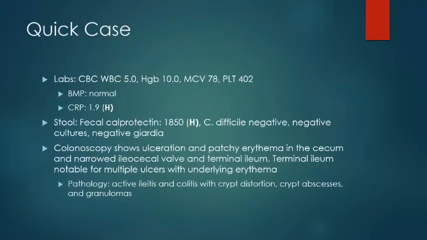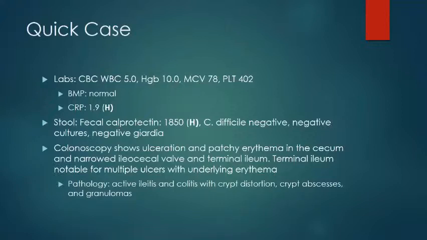Labs are notable for a mild anemia of 10, microcytic at 78, somewhat high platelets at 402, and CRP a little bit elevated at 1.9. She undergoes infectious workup of the stool with C. diff and cultures negative, as well as Giardia. And then fecal calprotectin, which is a gut-specific marker of inflammation, is high. I think 200 or 150 is the upper limit of normal.